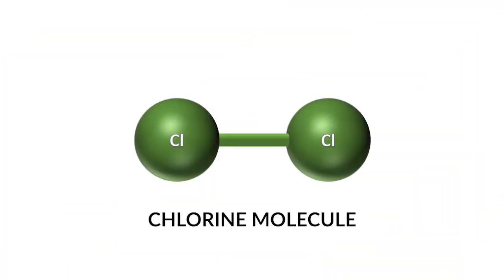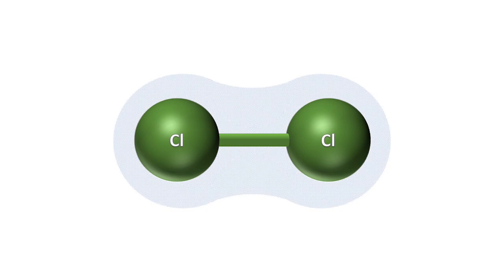Now, let us proceed to a non-polar substance. Can you guess how it is different from a polar substance? This is a chlorine molecule. This is an example of a non-polar substance. Unlike polar substances, non-polar substances do not have net dipole moments. For example, the chlorine molecule.